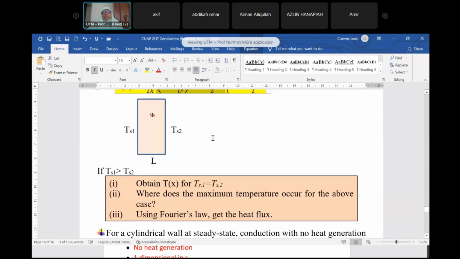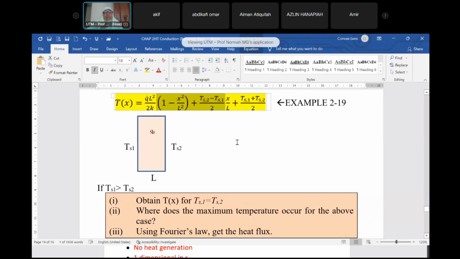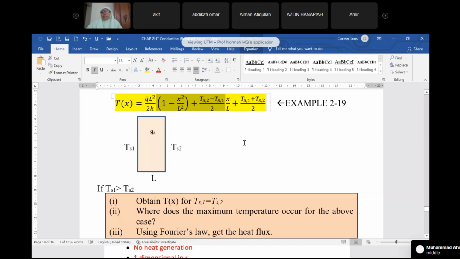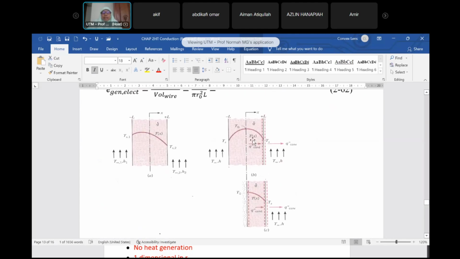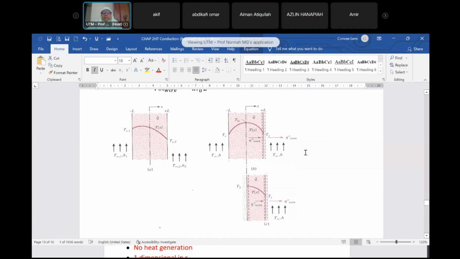Anyone would like to try where the maximum is, perhaps inside the wall? TS1 is greater than TS2, so it's not symmetrical. Where is it? Or how can we determine it? It may happen in the middle, but if it's not the same, there's one sure way to determine it.